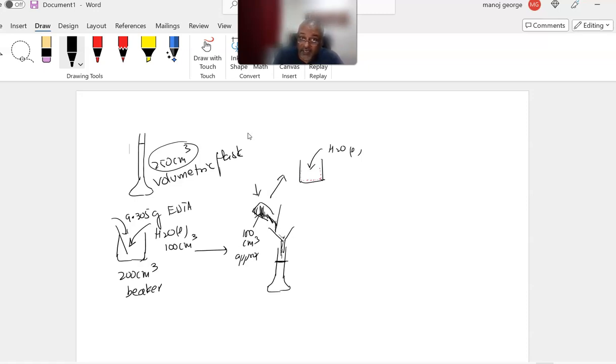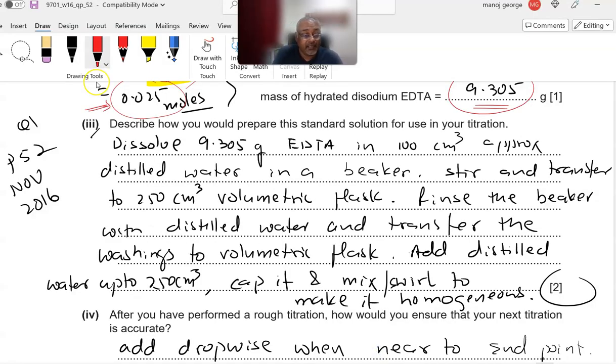And then the final remaining 50 cm cube of water is carefully added using a wash bottle, and we make sure that, remember, it's a colorless liquid. For a colorless liquid, the lower meniscus of the liquid must touch the line. This is the lower meniscus, I'm just giving an approximation there. That ensures the correct amount of water has been added. And then don't forget to put a cap on it. And after putting the cap on it, we just mix or swirl the solution to make it homogeneous. And that's actually what is mentioned in my comments here.